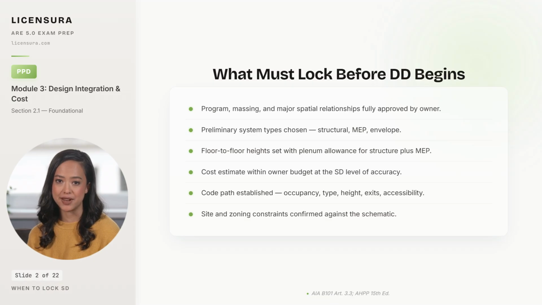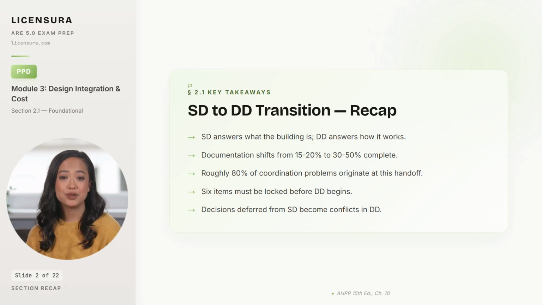Code path must be established: occupancy classification, construction type, height and area, exit count, and accessibility. And site and zoning constraints must be confirmed against the schematic before any DD drafting begins. Walk away with these 5 takeaways, and you will treat the SD to DD handoff with the discipline it deserves. 5 takeaways from the SD to DD transition.